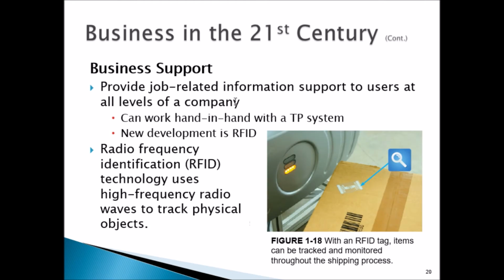Now we also can look at business support systems. These provide job-related information support to users at all levels of the company. It can work hand in hand with a transaction processing system. And one new development here is the RFID chip. And we see this with our credit cards now more and more. And I'm sure you've seen your credit cards. I'm sure you've bought things at Stop and Shop or what have you with the RFID chip.